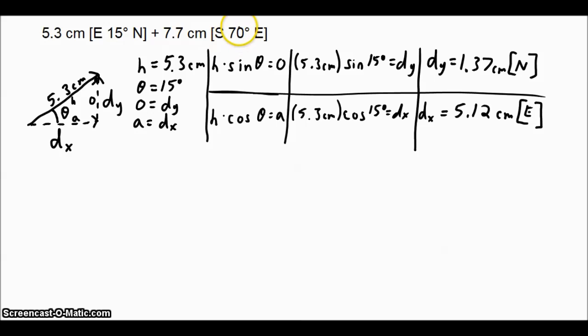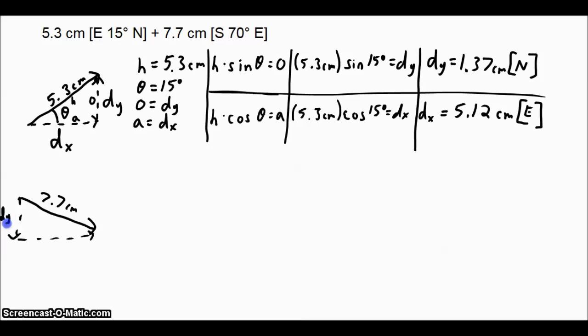Our second vector, 7.7 centimeters, is going south and 70 degrees to the east. Now it's mostly going east because of the 70 degrees, so I'm going to draw it in that direction. Again, it does not need to be perfect. This is just a diagram to help us. I'm going to draw the legs of the triangle south and then east. These are vectors. And so this is our vector, 7.7 centimeters.